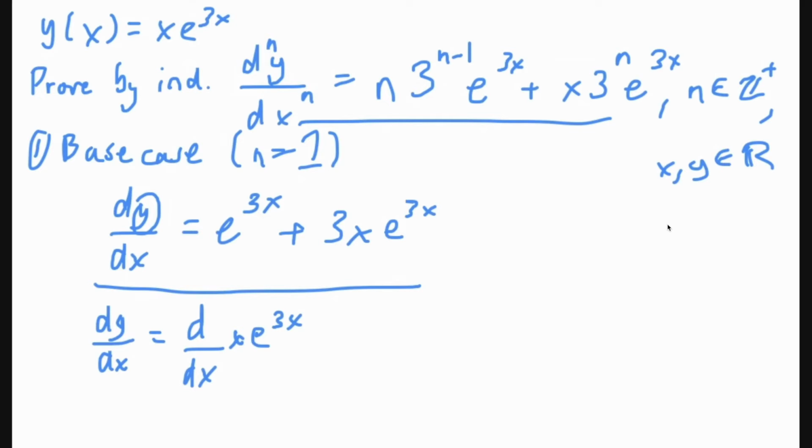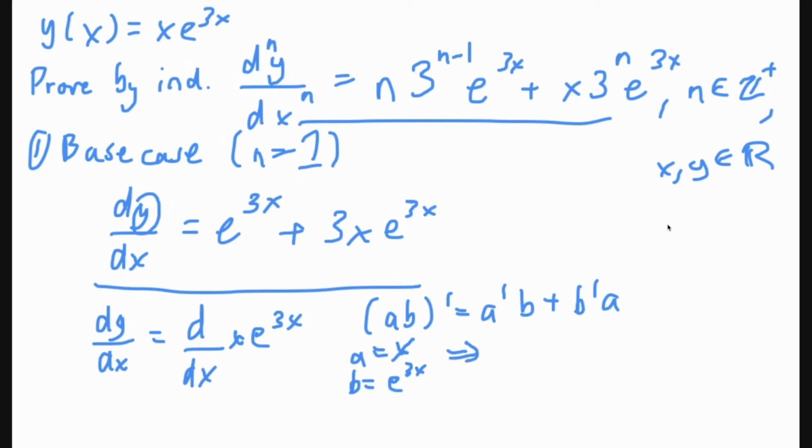So how do we do the derivative of this? Well, we can use the product rule, right? The product rule states that if you're trying to find the derivative of a times b, what you do is you take the derivative of a, you multiply it by b, then you take the derivative of b, then you multiply it by a. And what we can do is we can say let a is equal to x, let b is equal to e to the 3x. Differentiating both, we get the derivative of a is 1, of course, and the derivative of b is nothing but 3 times e to the 3x.